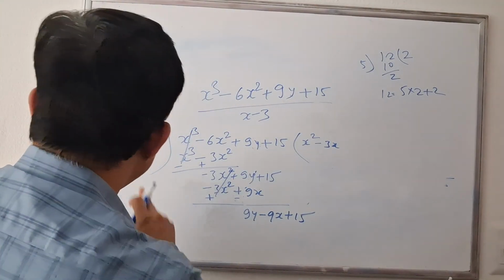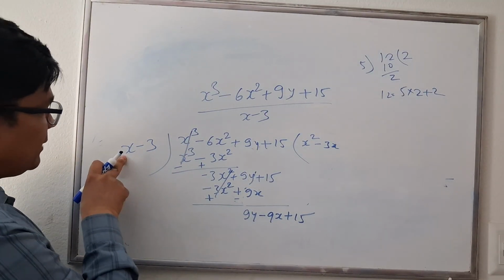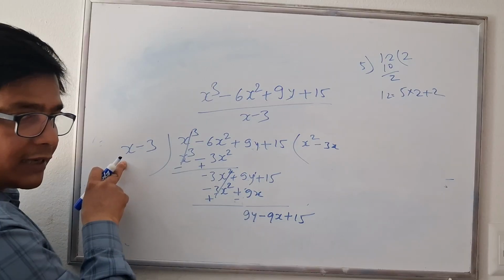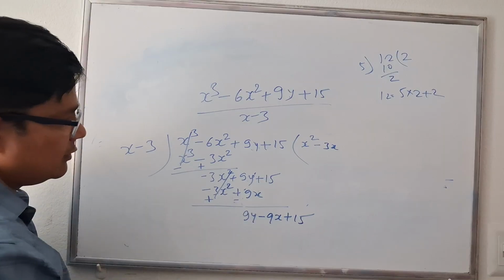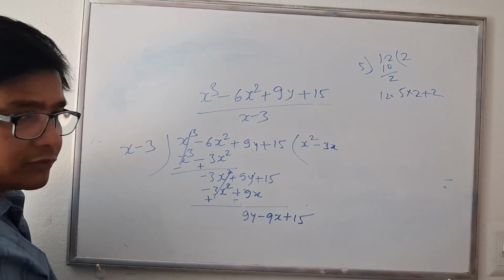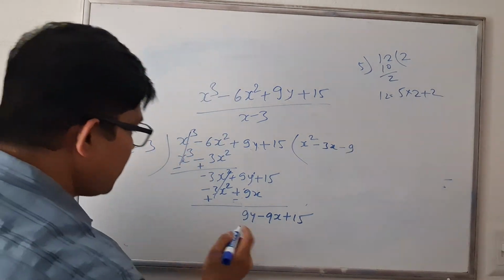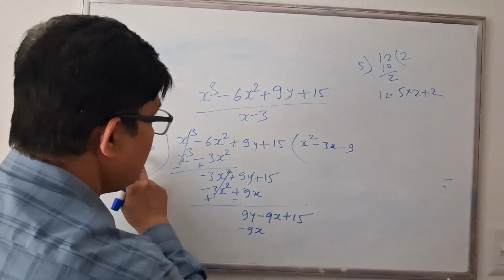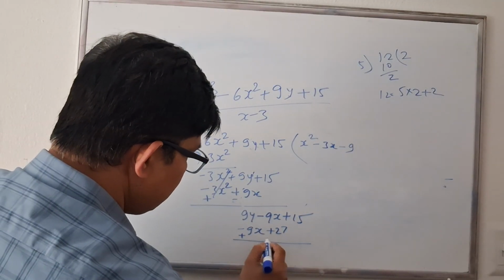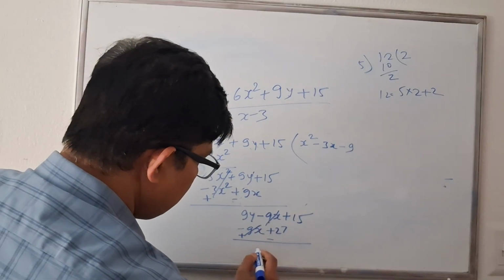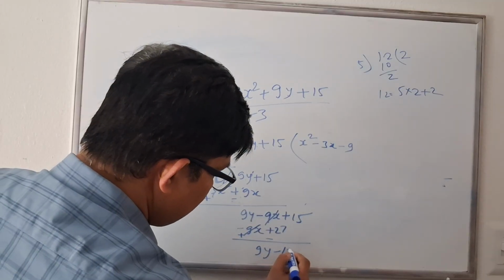So what you can do, you can multiply this one with, let's say, you have 9x here. What will you multiply to this to get 9x minus 9x? Here you have x, here you have minus 9x. What will you do? Minus 9. So minus 9, you can do that. So that will give you minus 9x and plus 27. Okay? This is plus, this is minus, this is gone. And then this will be 9y, 15 minus 27, which is minus 12.